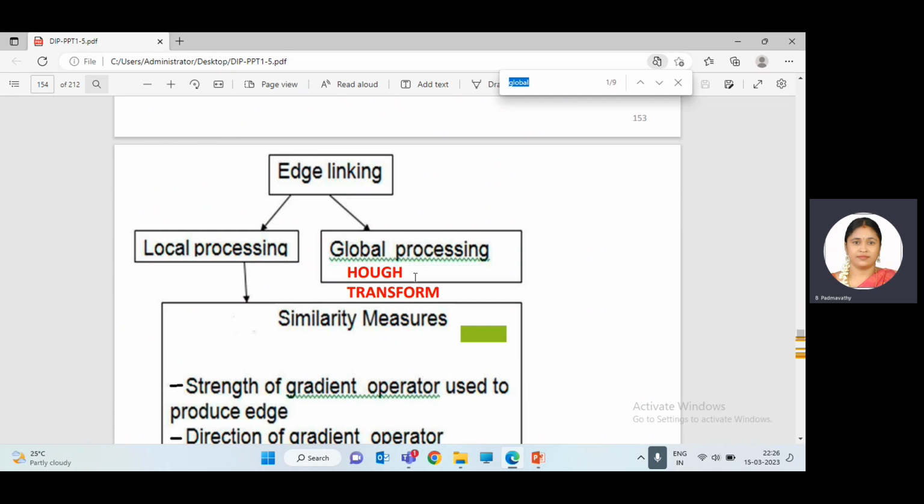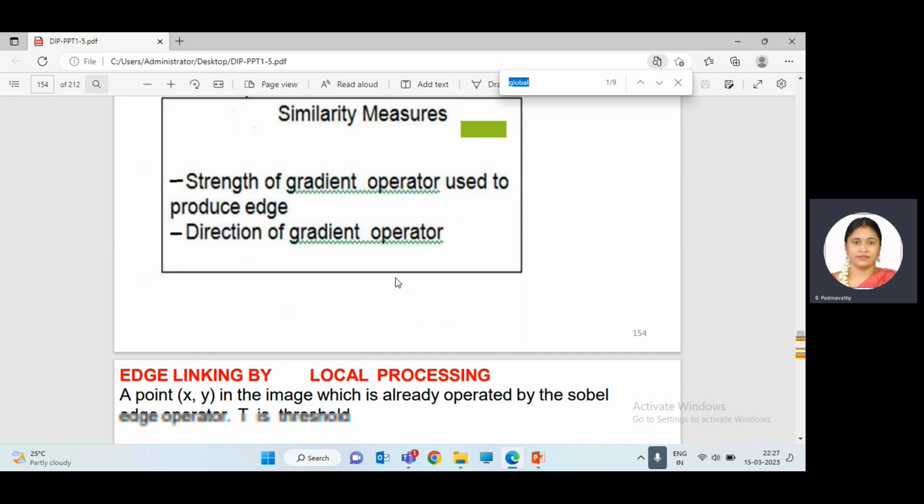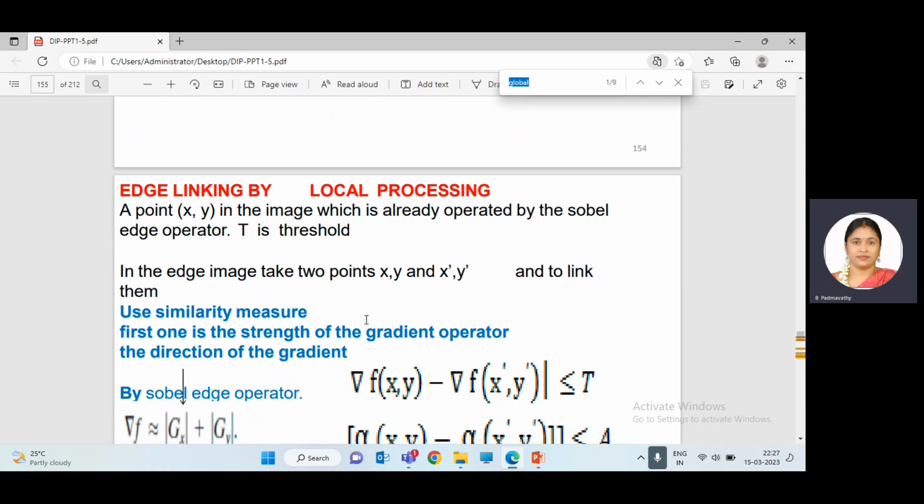Usually global processing can be done through Hough transform. Here, the global similarity measures can be calculated using the strength of the gradient operator, which is used to produce the edge. The direction of the gradient operator can also be calculated. The edge linking by local processing can be done by taking a point x comma y in an image, which is already operated by the Sobel edge operator, and here T is called the threshold.